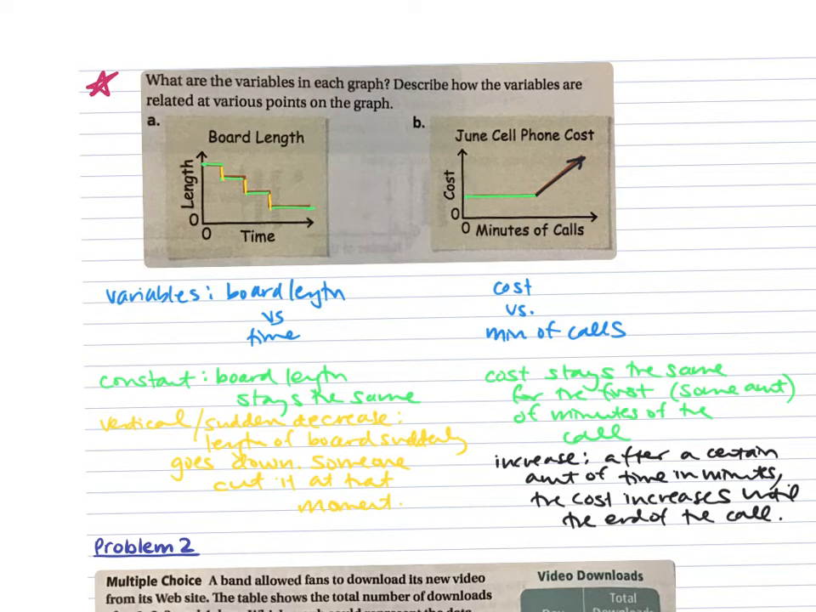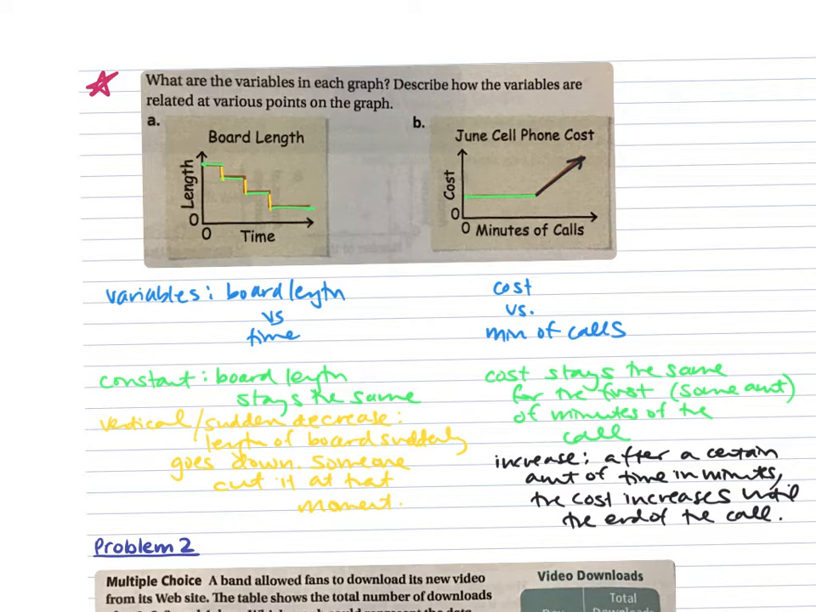Okay, so for this first one, we're talking about board length. The variables are board length versus time. So this is the length of the board as time goes on. Here we have two different types of lines: a constant line and a vertical, or sudden decrease. For the constant, the board length is going to stay the same. So as time goes on, the board length is staying the same in all these green spots. But these vertical sudden decreases would be maybe someone cutting it down at that moment. So the board length stays this and then someone cuts it. Now the board length is here, then someone cuts some more off. Then the board length stays here, then they cut more off, and then it stays the same.